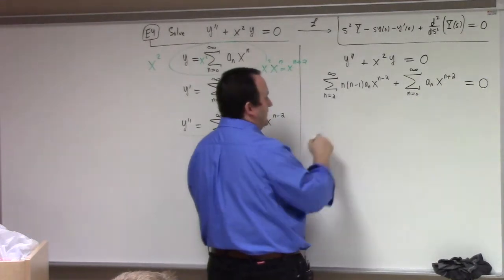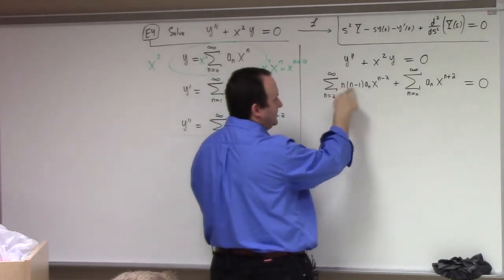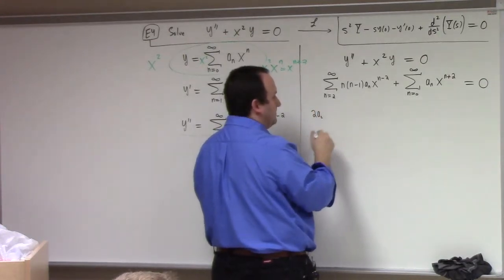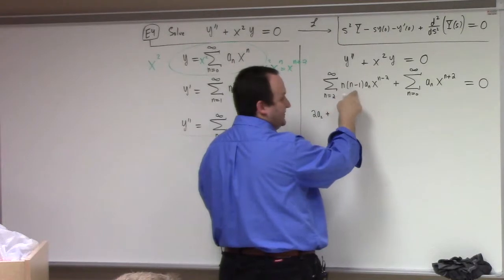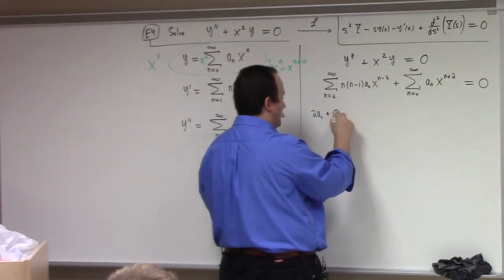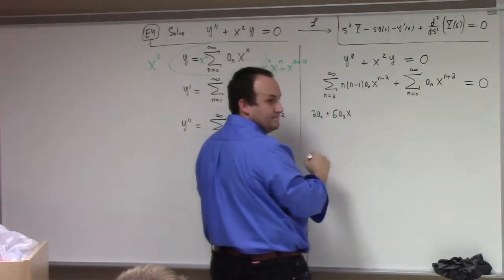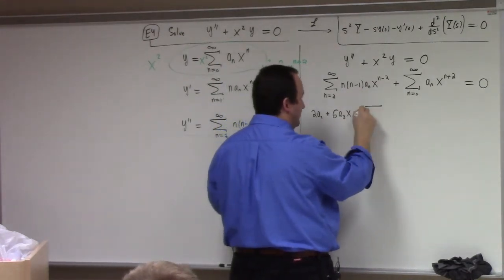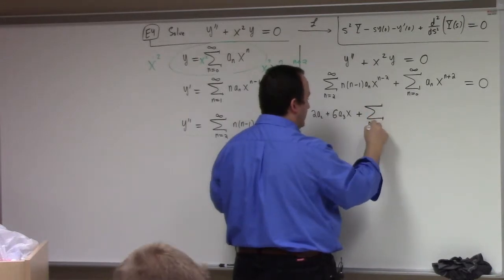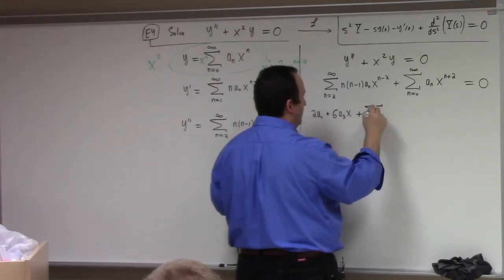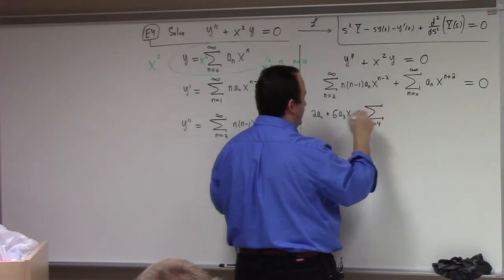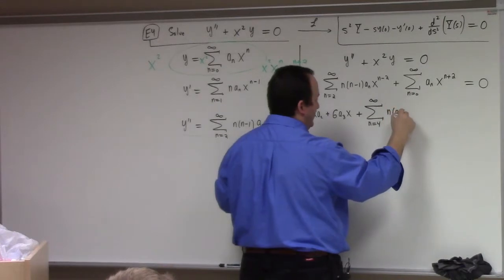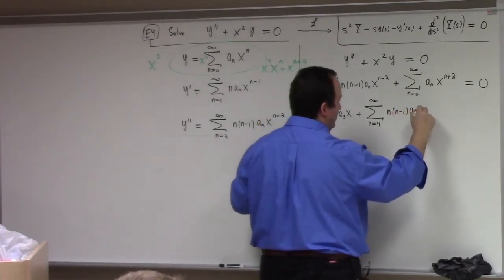So what I would do, I would say, okay, n equals 2 gives me what? 2a_2. n equals 3 gives me 3 times 2, which is 6, a_3 x, right? Those are the first two terms in here. And then I have plus the sum n equals 4 to infinity of n(n-1) a_n x^(n-2). This is n equals 2, this is n equals 3, so n equals 4 to infinity.